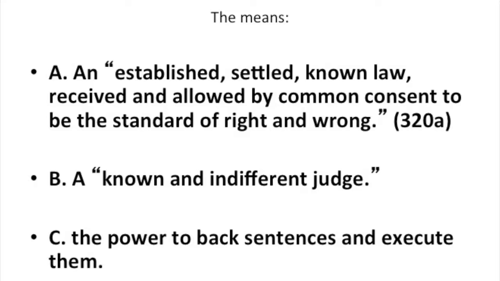Now, then he talks about what means government must have to make that happen, to preserve property. And so on page 320 on the right-hand side, he has three things that are necessary. First, he says, there wants an established, settled, known law received and allowed by common consent to be the standard of right and wrong and the common measure to decide all controversies between them.